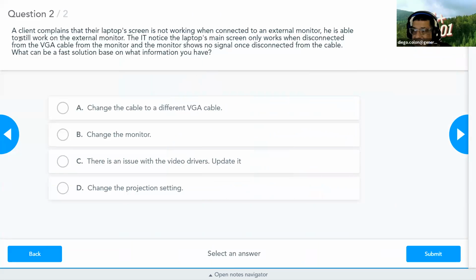A client complains that the laptop screen is not working when connected to an external monitor. He is still able to work on the external monitor. What the heck? The IT technician notices the laptop main screen only works when the VGA cable is disconnected from the monitor, and the monitor shows no signal once disconnected from the cable. What's the best or the fastest solution based on the information we have?